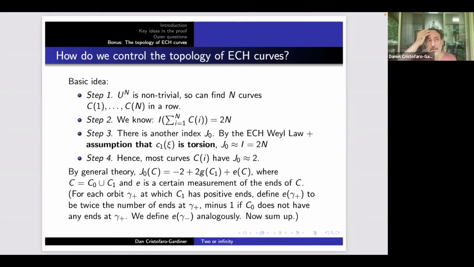I wish I could give a better sense for it, but to sum up, what you want is you want C1 to be a cylinder, and you want C0 to just be a union of 2 R invariant cylinders. And that should have score 0. And when I say the score is supposed to penalize things, the score needs to have the property that all the other possible ways for J naught to be 2 should have positive score. And that allows you to turn this problem of finding cylinders into a problem of bounding the score. And then there's this ECH Weyl law, which you can use to bound the score.